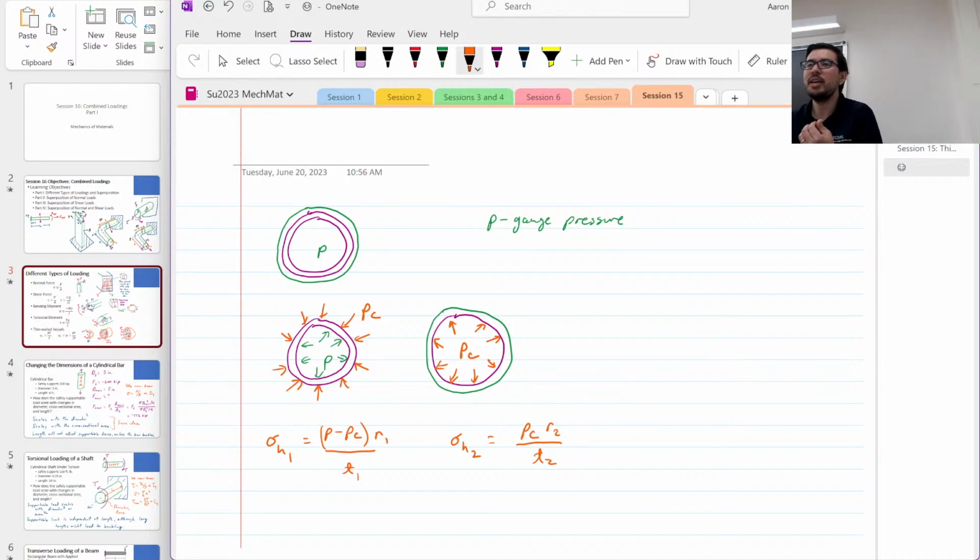So what we need to do is think a little bit about the geometric compatibility here.